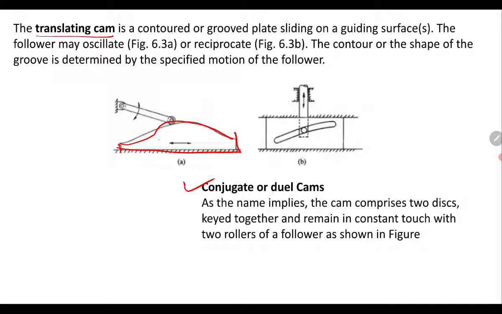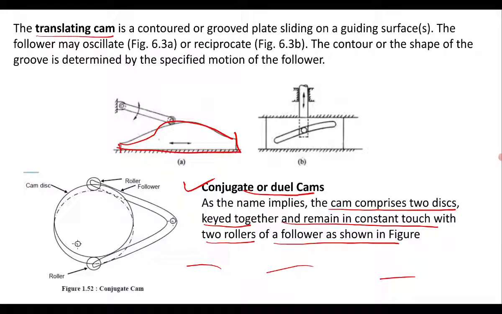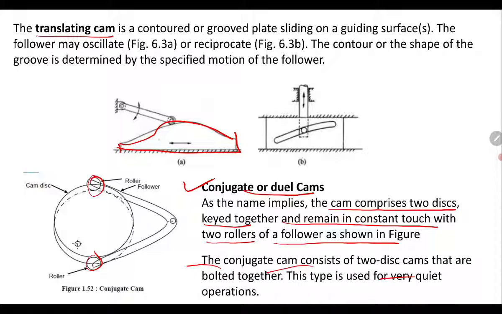Next is the conjugate or dual cam. As the name implies, the cam comprises two discs keyed together and remaining in constant touch with the two rollers of the follower, as shown in the figure. So this is the cam disc 1, and you will see the rollers here and the follower is in the shape of that. The conjugate cam consists of two disc cams that are bolted together. This type is used for very quiet operations.